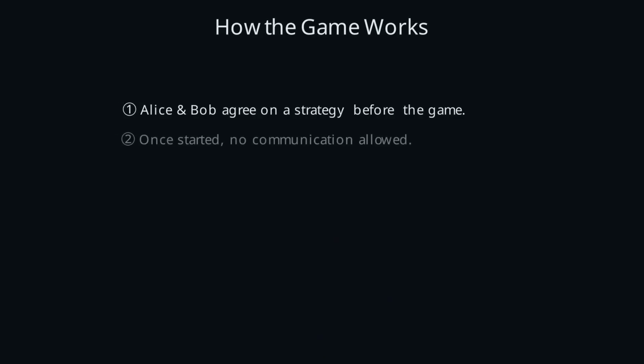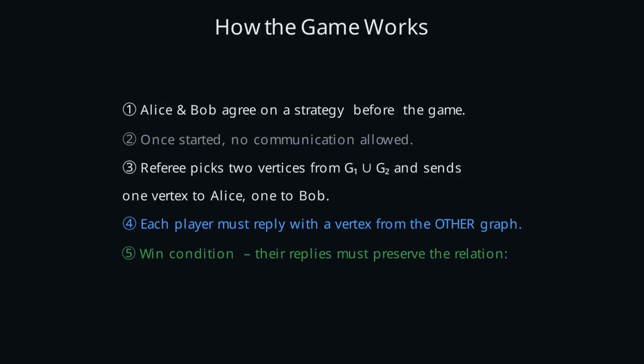Now we turn this into a game. There are 2 players, Alice and Bob, and a referee. Alice and Bob agree on a strategy before the game starts, but after that they cannot communicate. The referee sends each player a vertex from the graphs. Each player must respond with a vertex from the other graph. They win if their answers preserve the structure. Adjacent vertices must map to adjacent vertices, and non-adjacent vertices must map to non-adjacent vertices.